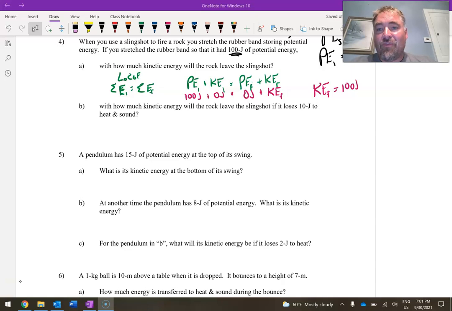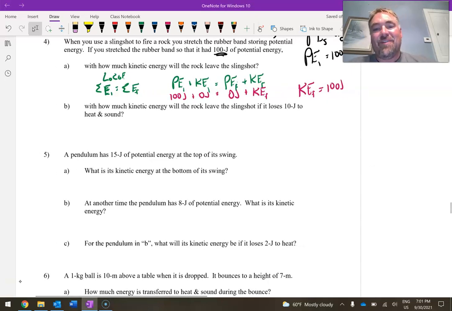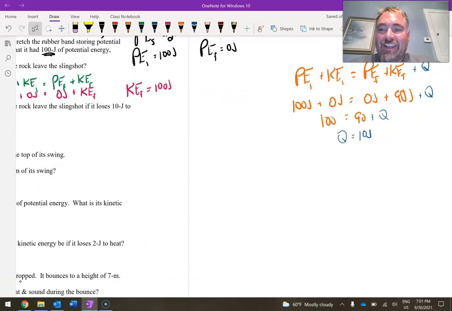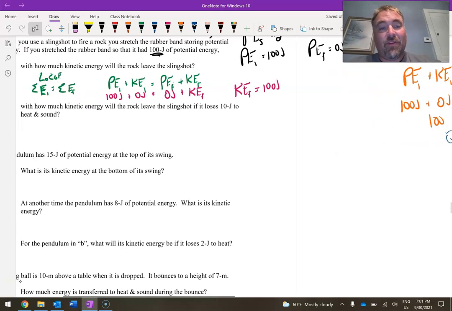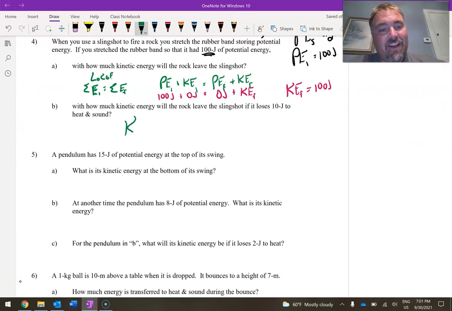And now looking back over part B, I realized that I solved that completely backwards. I had it wrong in my head. But if you go back, you can tell I went to the 90 instead of the 10. So it said that it lost 10. So now the kinetic energy, I'll put the actual right answer here. The kinetic energy it's going to have is 90 joules. So I solved that ahead of time.